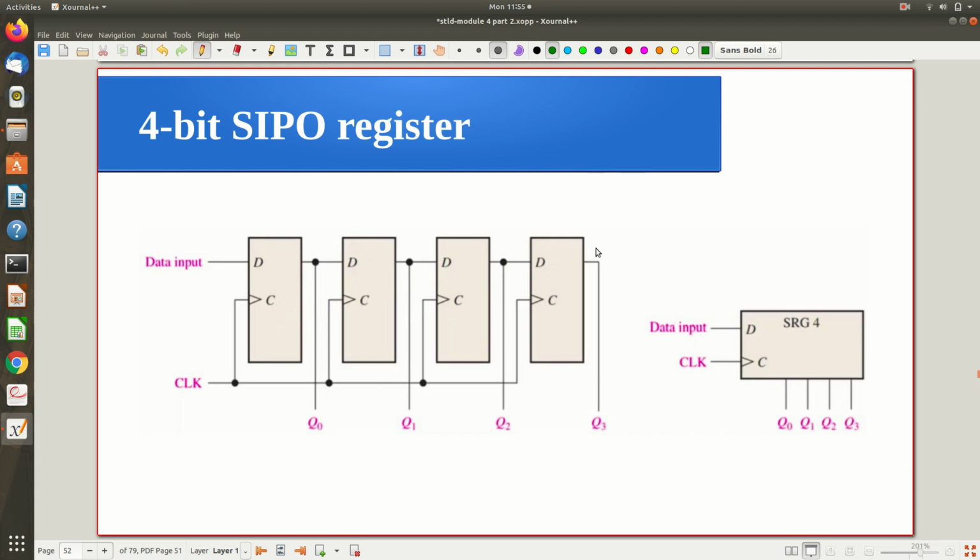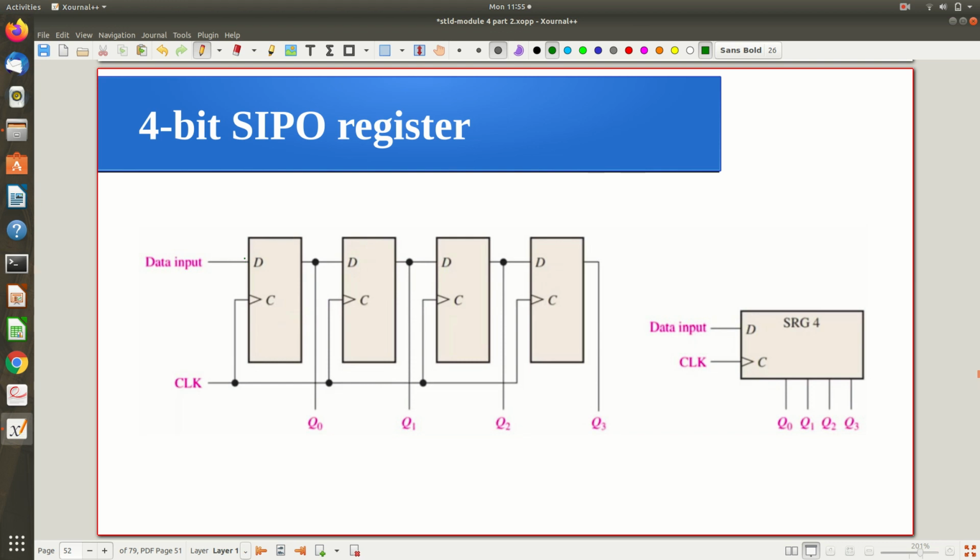Yes, that's about it. So a 4-bit serial-in parallel-out register is supposed to store 4 bits, right? So 4 flip-flops are needed, 4 D flip-flops we are having, and the output of the first D flip-flop we are connecting as input to the second one. So this is a serial connection, right? That is how you are shifting the data from one to another. So the data will come like this.